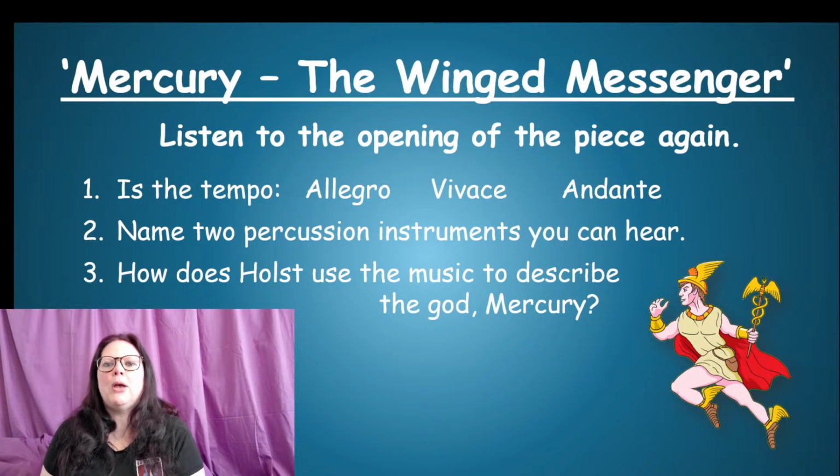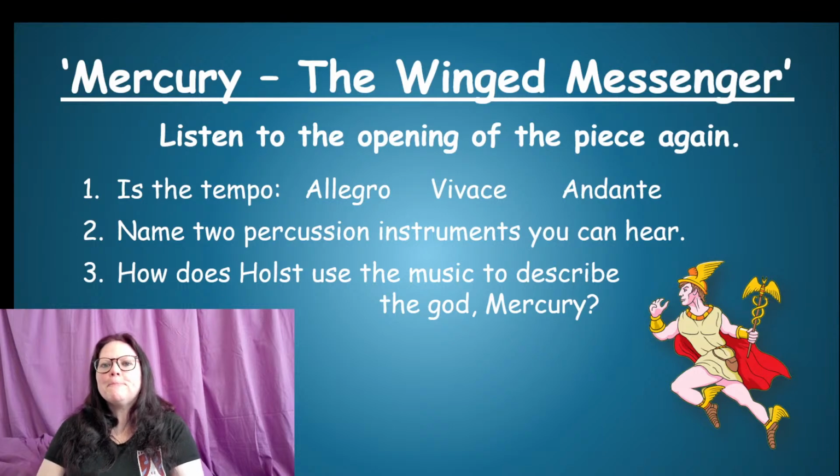So the tempo, vivace. Name 2 percussion instruments that you can hear. We came across these 2 percussion instruments last week, so I didn't want to say that in case you just thought, oh, I remember what they were. It was a glockenspiel and a celeste, which is like a keyboard instrument.